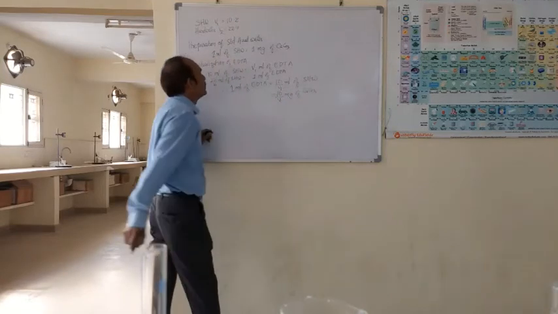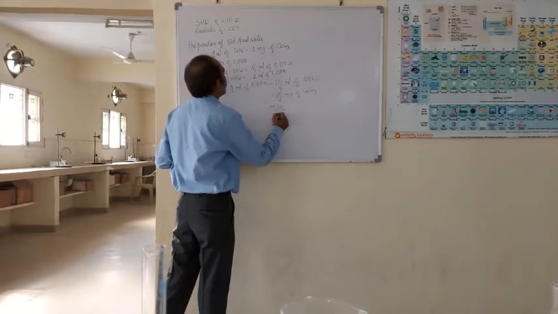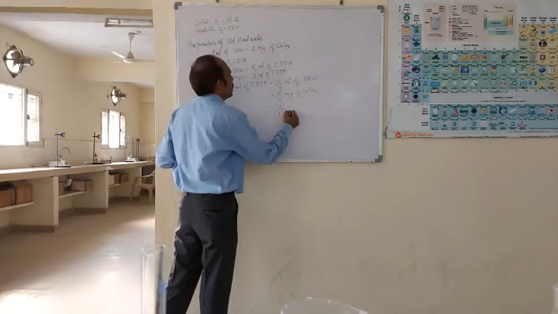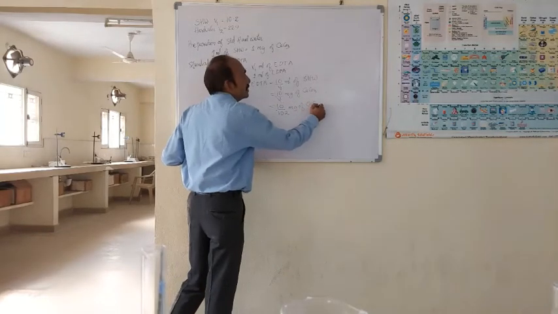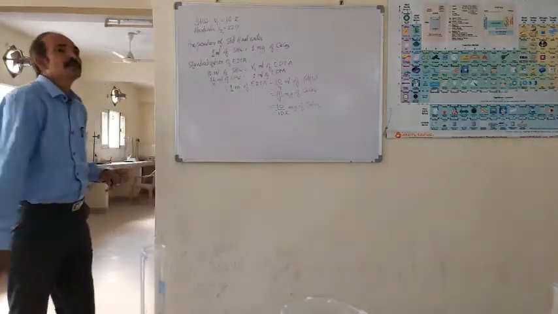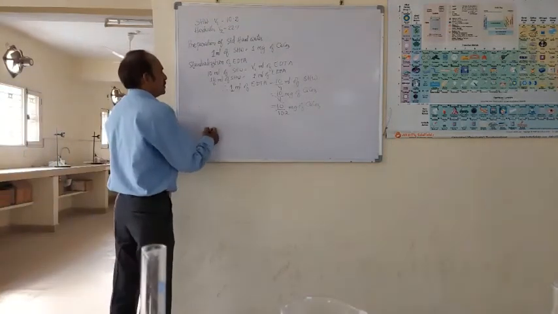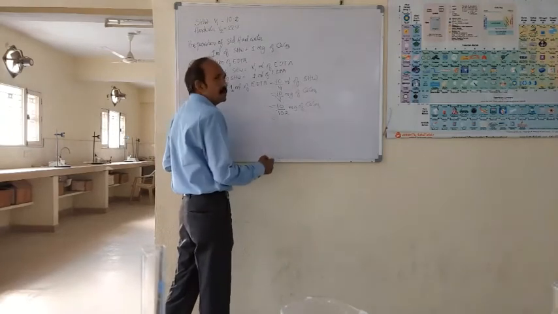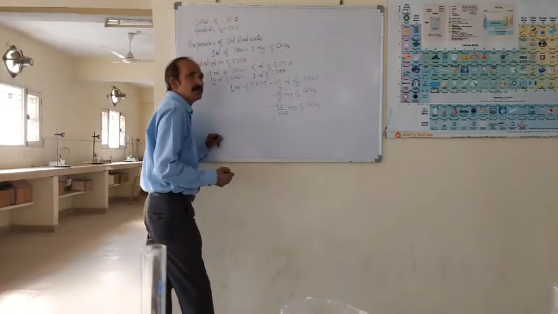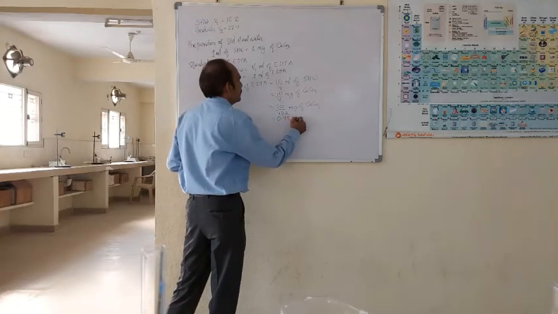So what is the value of the first one? 10 by V1 means 10 by 10.2 mg of CaCO3. 10 by 10.2 is 0.98. So 0.98 mg of CaCO3.